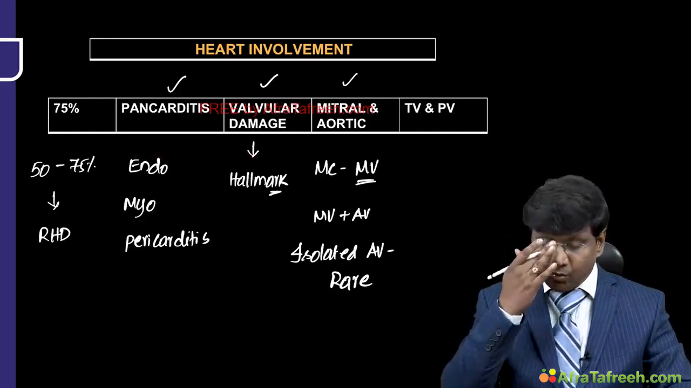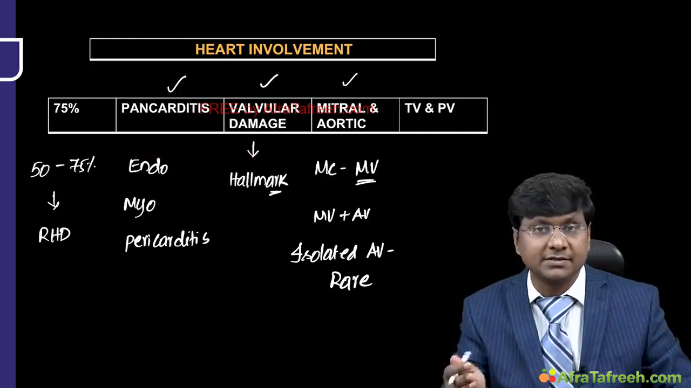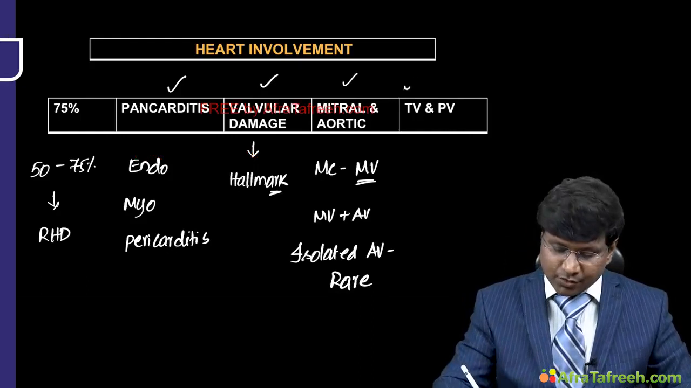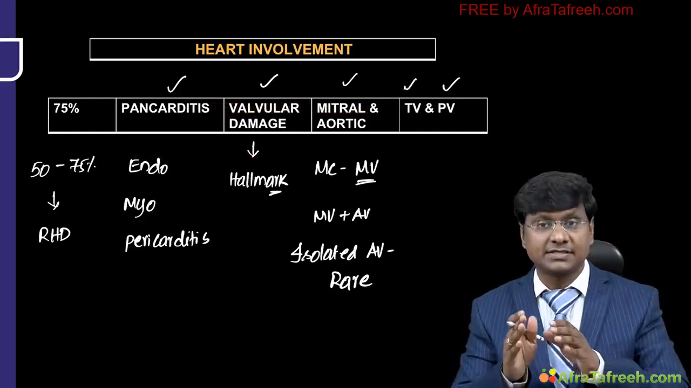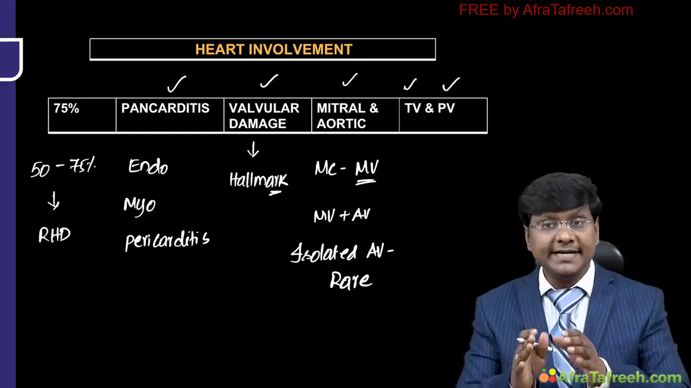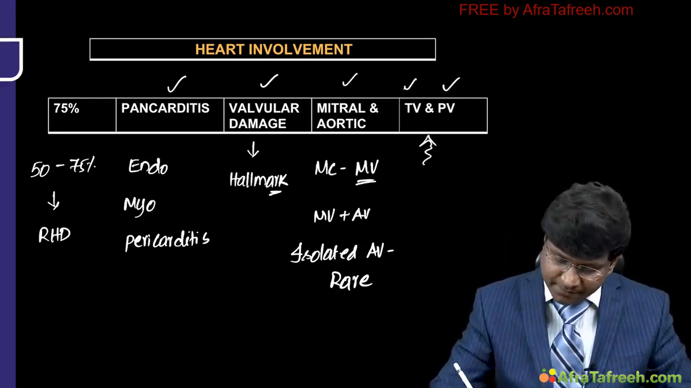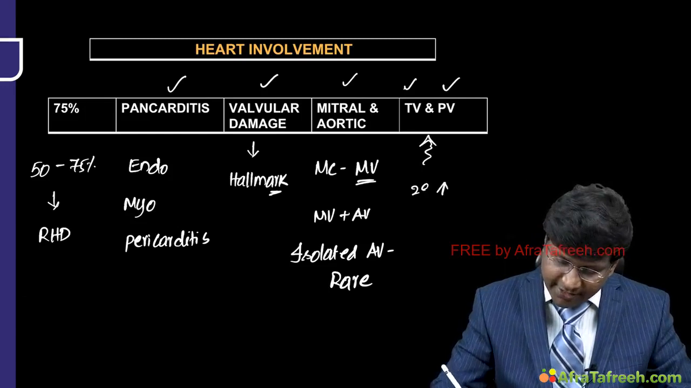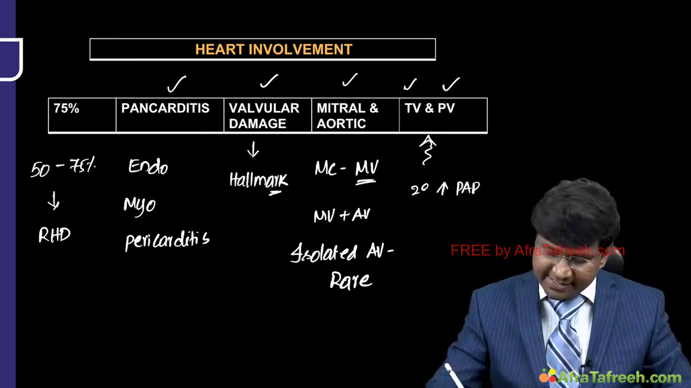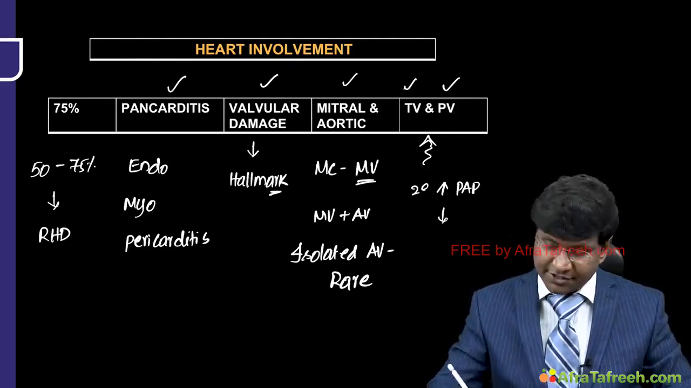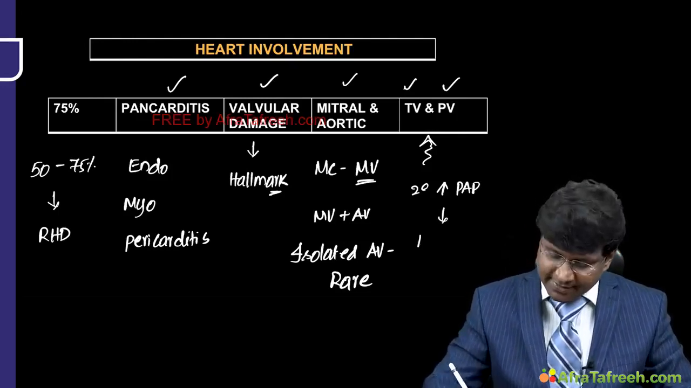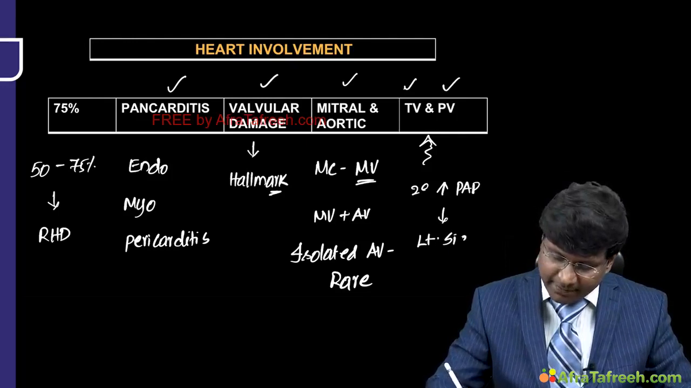And what about the tricuspid valve as well as the pulmonary valve involvement? Tricuspid and pulmonary valve involvement is usually secondary to an increase in the pulmonary artery pressure, and this increase in the pulmonary artery pressure results from left-sided valvular pathology.